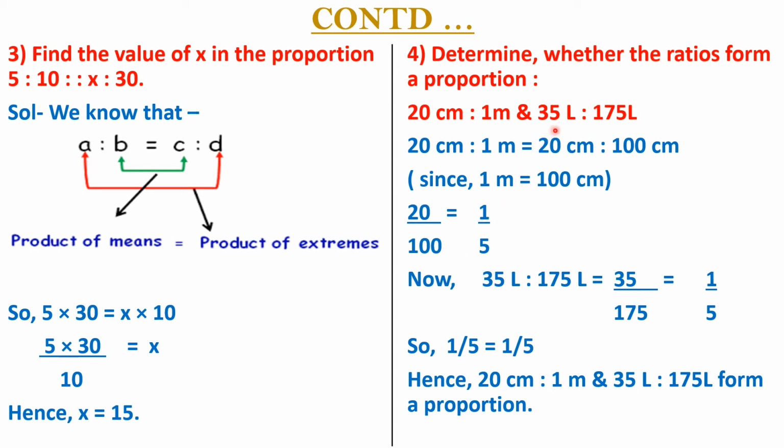Now 35 liter is to 175 liter. This is equal to 35 by 175, which when reduced to lowest terms gives 1 by 5. Children, as you can see, the values of both the ratios are equal. Hence, we can say that 20 cm is to 1 meter is in proportion with 35 liter is to 175 liter.